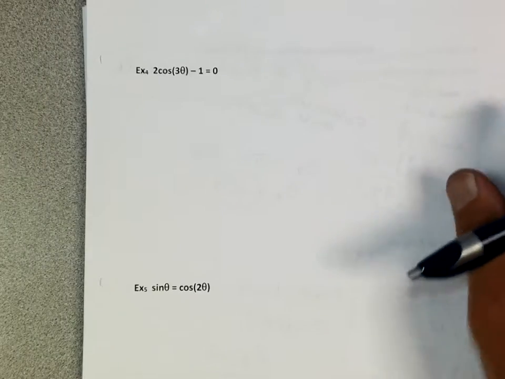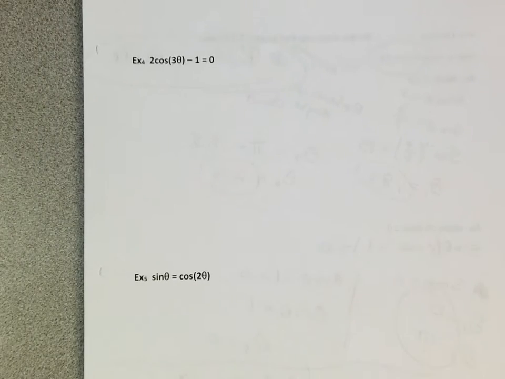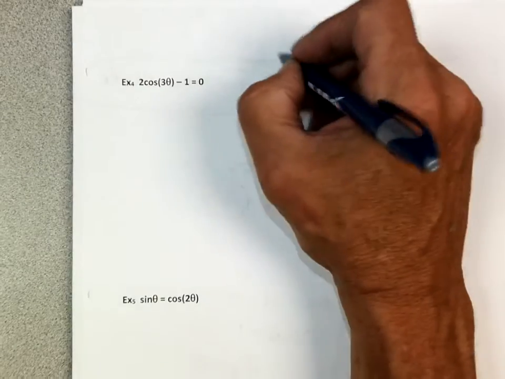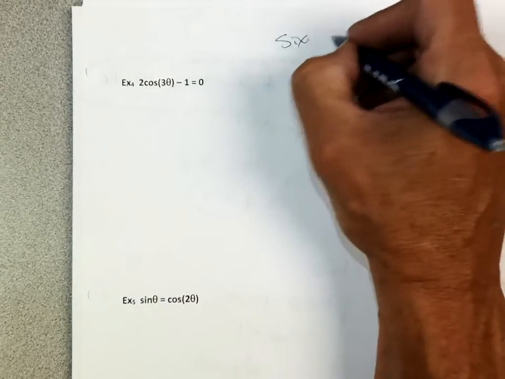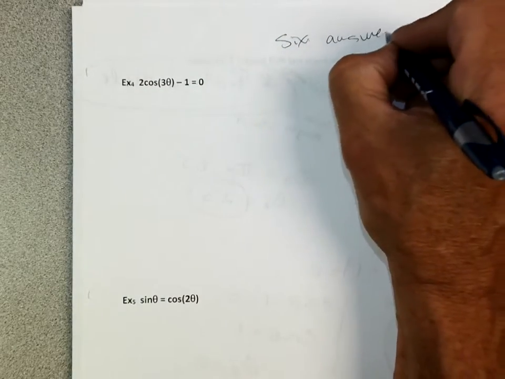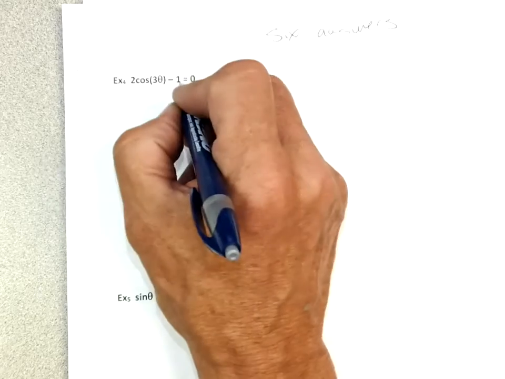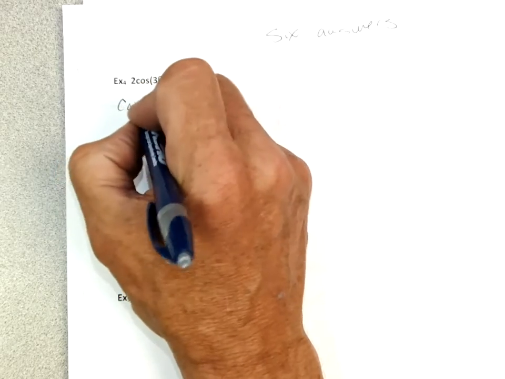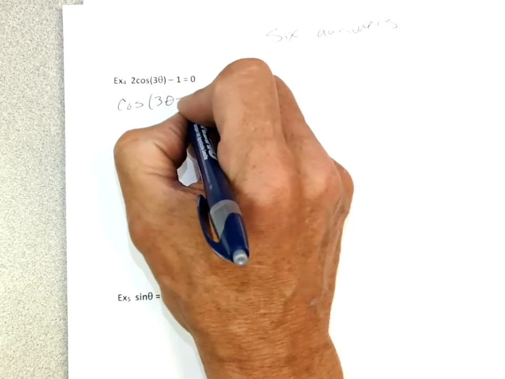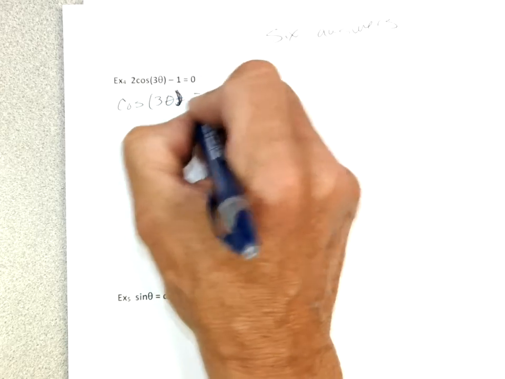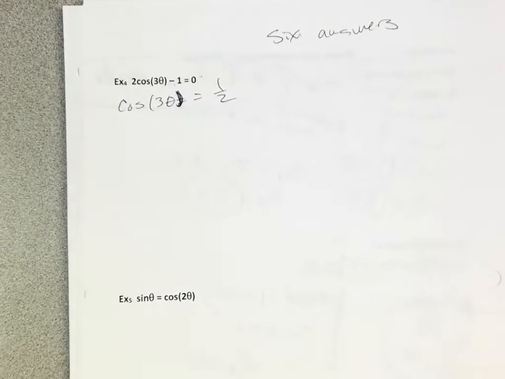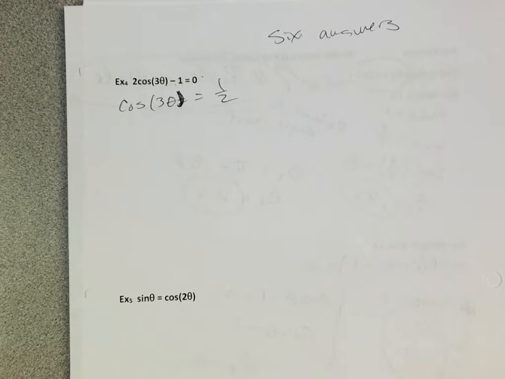Okay. Example 4. Now, there are going to be 6 answers, okay? And I'm going to show you why. First of all, let's go through this. Add 1, divide by 2. Let's go first. Cosine of 3 theta equals 1/2, okay? And I'm going to draw a picture so you can see why there's 6 answers.